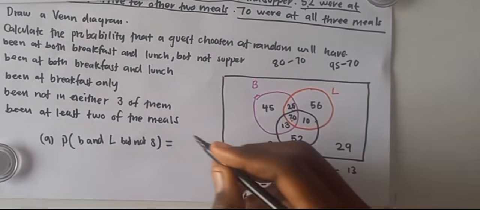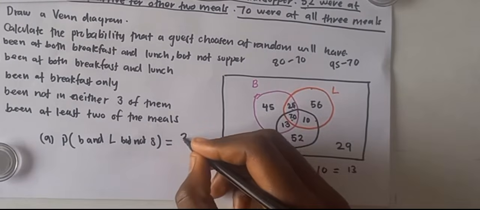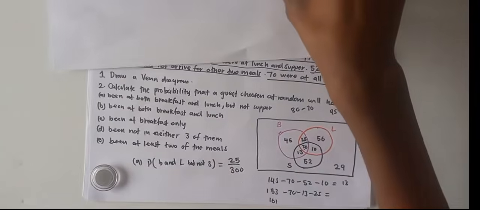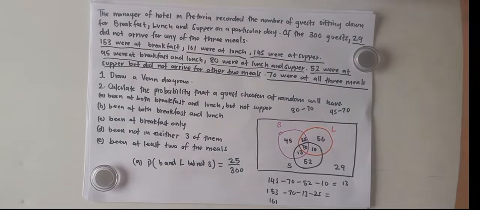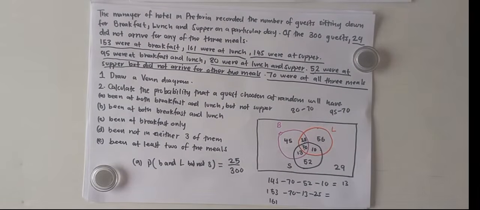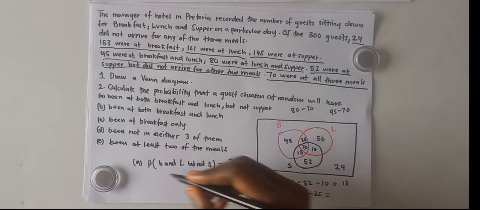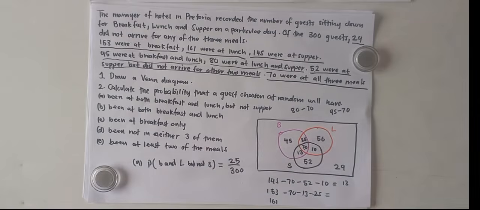So for A, the probability of breakfast and lunch but not supper is 25 out of 300, guys. I know it can be a little confusing. You cannot grasp this kind of stuff at first, but as you do more examples, you will really understand it. So just be patient with yourself. It's not easy to grasp at first glance.